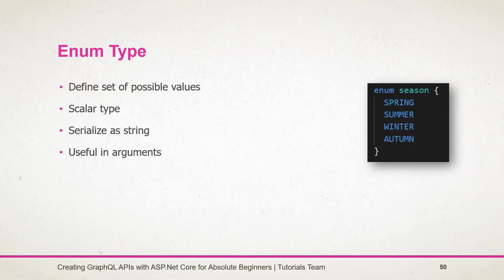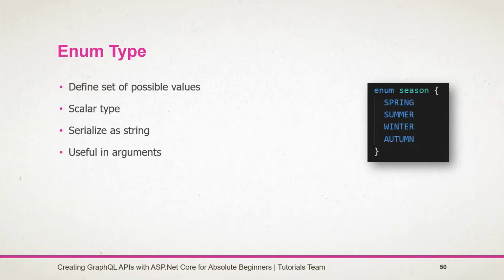Next is enum type. Enum means enumeration. It's the same as in the programming language. Enum is a scalar type. Using the enum, we can define a set of possible values. Enum type must define one or more unique values, just like in the language.